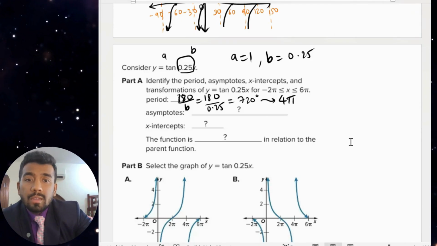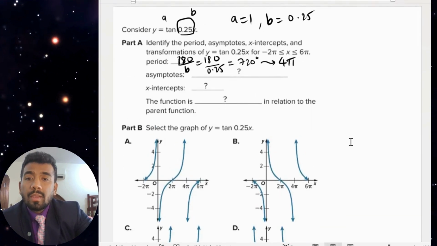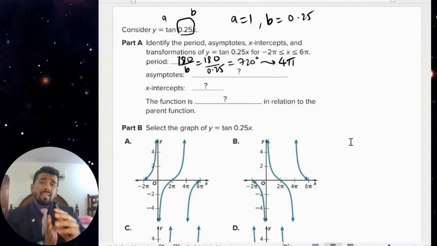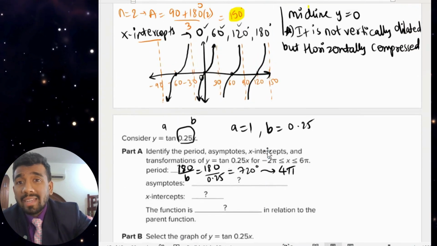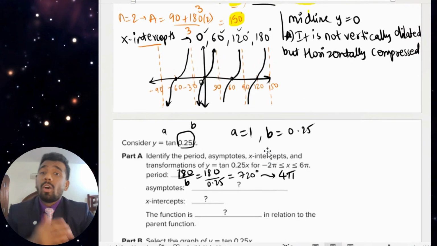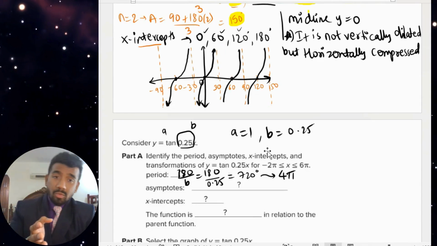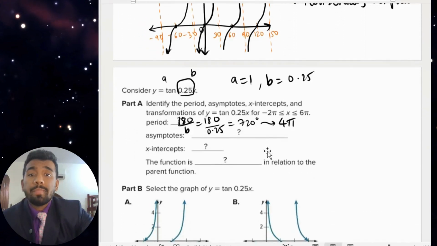Okay, so what can we say? The period is 4 pi. Why am I taking pi and not degrees? Because you see, here the graph is in pi. I did it for degrees specifically because maybe the option in the question is in degrees, and in some questions there is pi. So I want you to be clear with both of them.